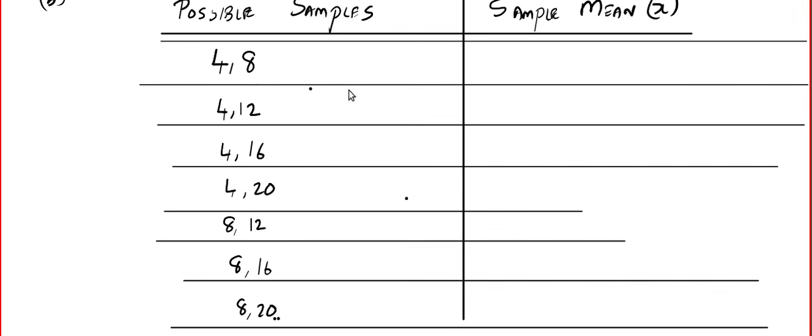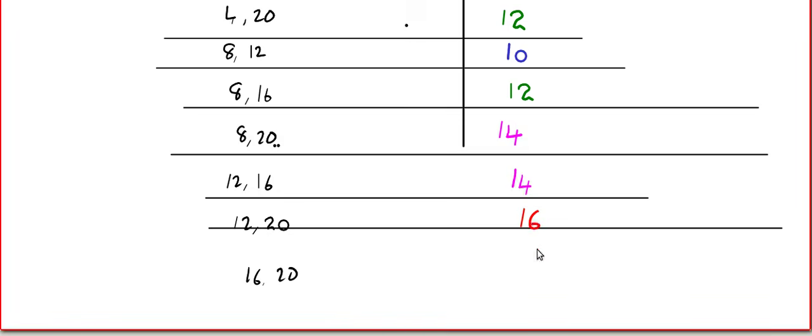Okay, now find the sample mean. 4 plus 8 is 12, 12 divided by 2. I hope you remember how to find the arithmetic mean: add, then divide by the number of items. So I'm getting 6, and so on up to 16, 18. So that's it. That's the second part.